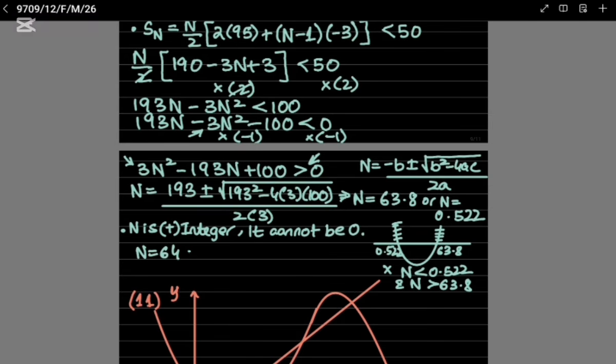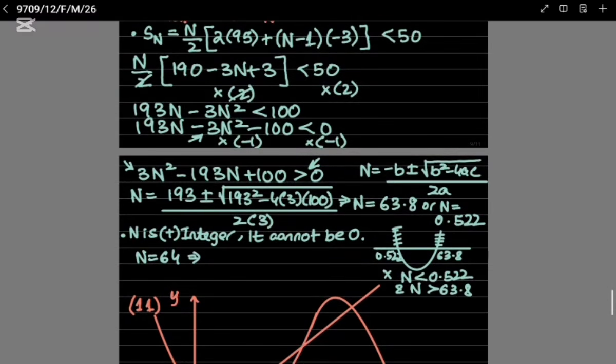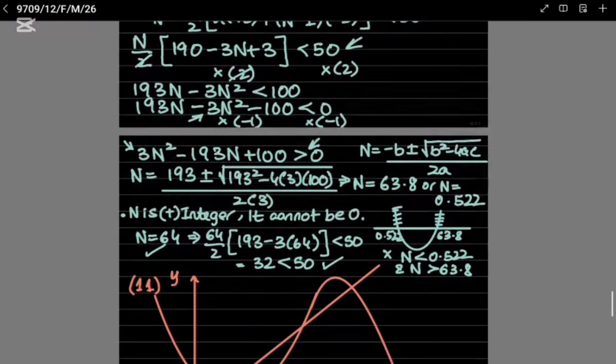Now let's confirm this. Let's plug it over here. What does this give us? 64 over 2 into 193 minus 3 times 64. This should be less than 50. Is it less than 50? Let's check it out. 64 over 2 times 193 minus 3 times 64. Yes, we get 32, which is less than 50. So n is equal to 64.